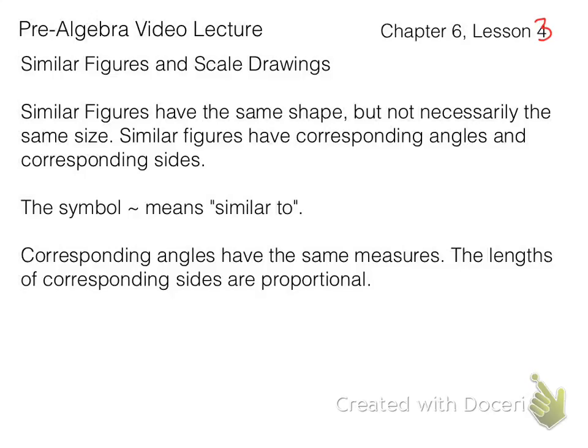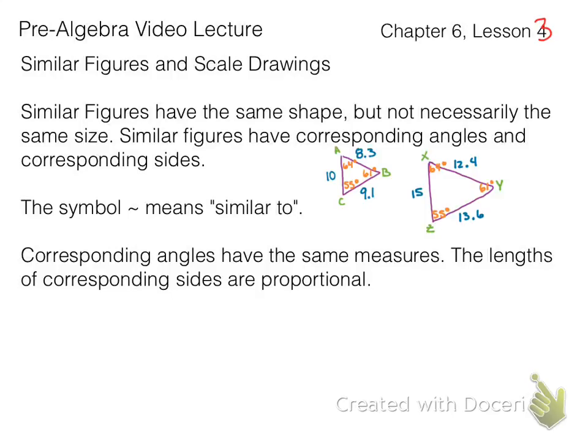Similar figures have the same shape, but not necessarily the same size. Similar figures have corresponding angles and corresponding sides. That means that one side on one of the figures is going to be very similar to a side on the other figure. Okay, so here we have two figures.